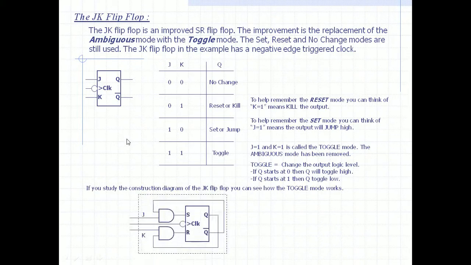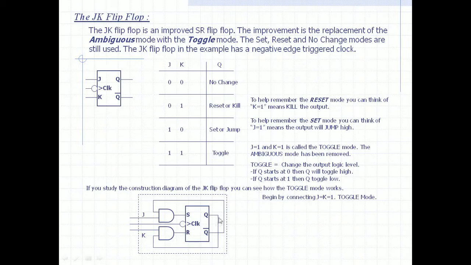So if you study the diagram of JK flip-flop, J for jump, K for kill, you can see how the toggle mode works. Okay, this is your initial SR flip-flop. These are two AND gates introduced. This is the J input, this is the K input, right? Let us begin by connecting J and K as 1, because we are talking about this toggle mode. This is where ambiguity came and we overcame it.